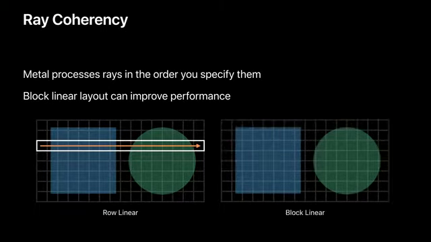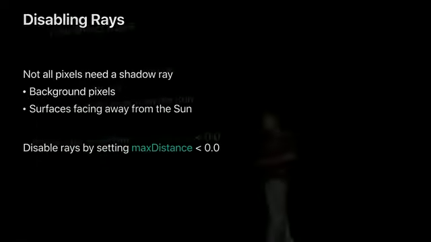So a better approach is to use block linear ordering. Rays from nearby pixels on the screen tend to hit the same parts of your acceleration structure. And so by storing your rays like this, it enables Metal to drive the hardware much more efficiently. Now, in the visualization here, I'm showing you a block size of 4 by 4. In practice, we found that 8 by 8 works really, really well.